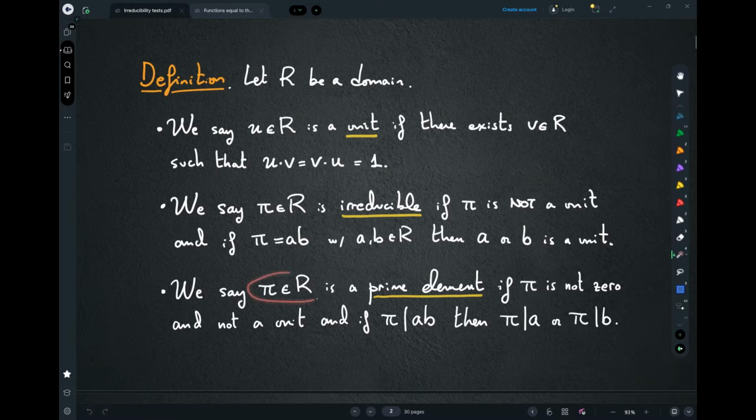Now, a prime element is an element of the ring that is not zero and not a unit, and such that every time the prime element divides a product, then it divides one of the two factors. So if it divides AB, then it has to divide A or it has to divide B.